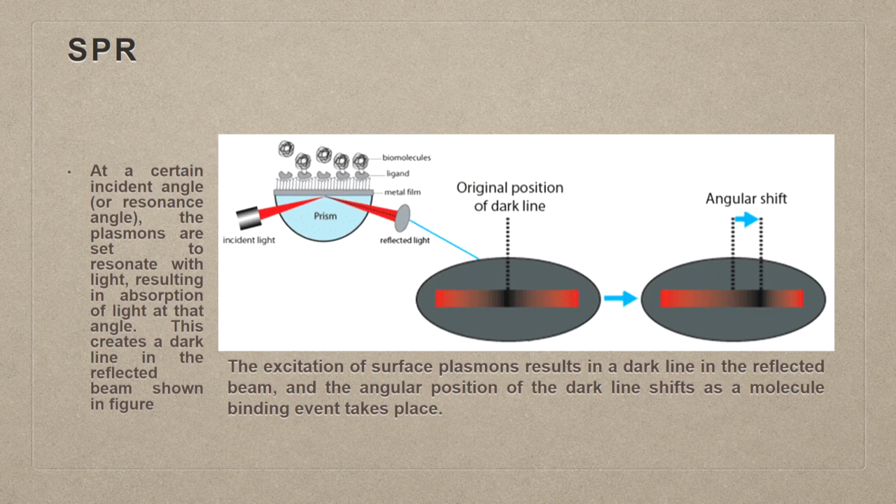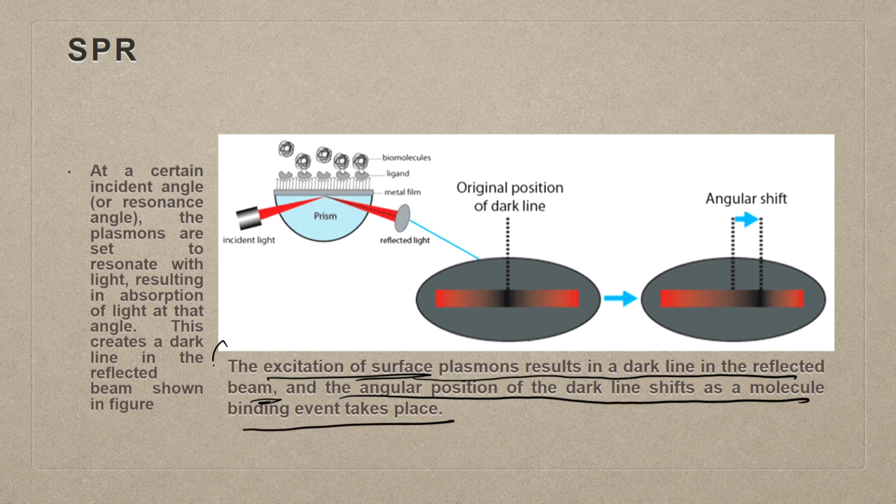Now, if you move to the next slide, the excitation of surface plasmons results in a dark line in the reflected beam, and the angular position of the dark line shifts as the molecular binding event takes place. Incident light, reflected light, and here is the band, the original position of the band.